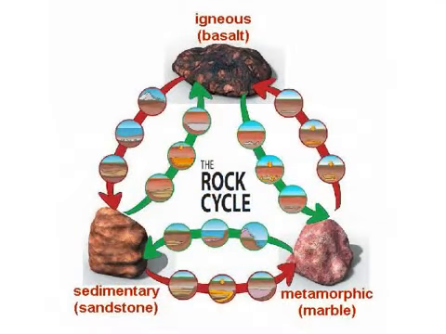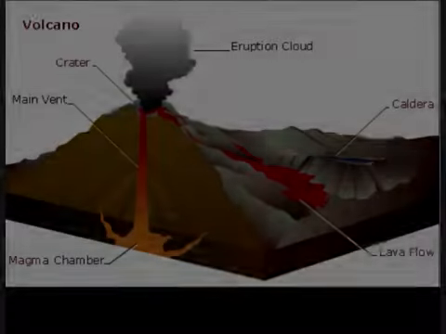In this section, we will examine the classification of rocks, the rock cycle, the evidence for plate tectonics, and the plate tectonics movement and how it's classified. In this rock cycle, there are three classifications of rocks: igneous, sedimentary, and metamorphic.